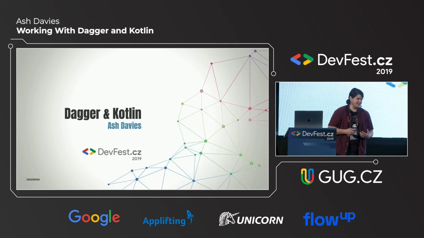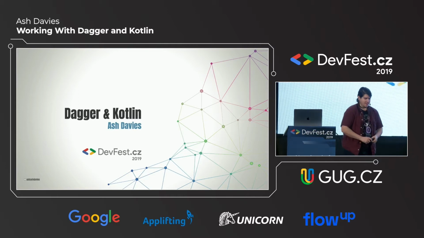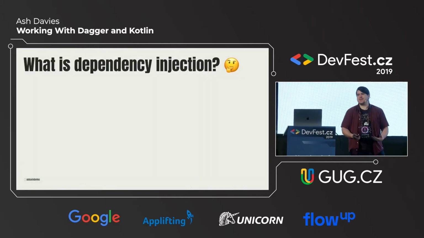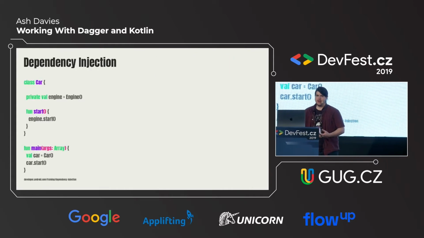So I'm going to cover a few topics and try to get through a lot of content as quickly as I can, so you're going to have to bear with me. So what is dependency injection? And how do we utilize this in our projects? So let's take a simple sample.